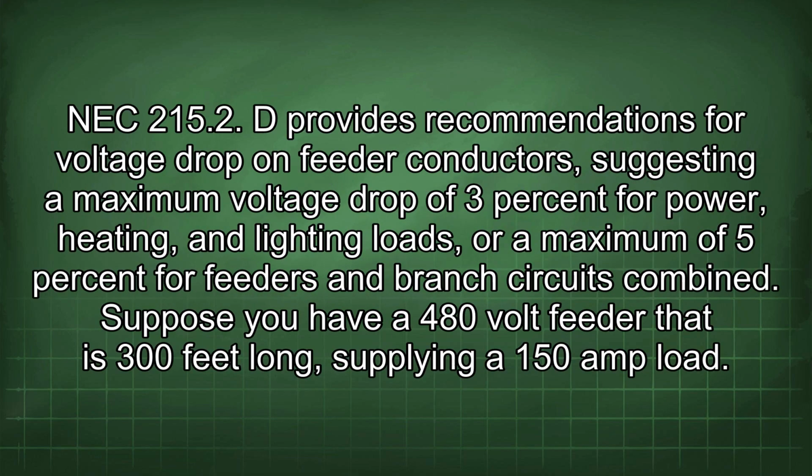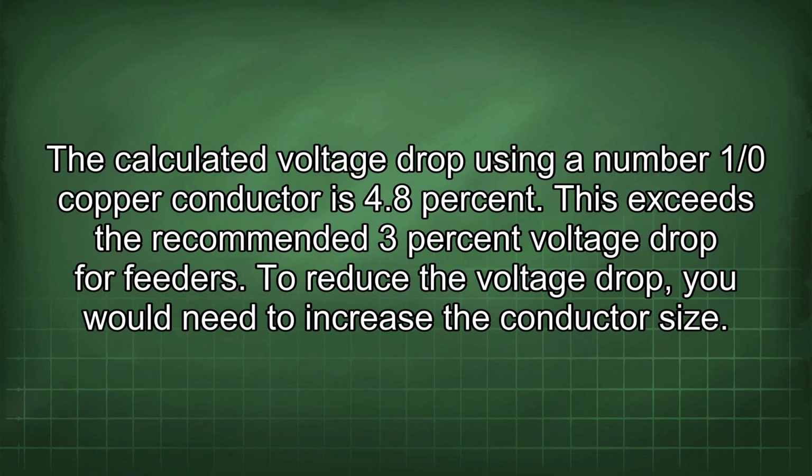NEC 215.2(D) provides recommendations for voltage drop on feeder conductors, suggesting a maximum voltage drop of 3% for power, heating, and lighting loads, or a maximum of 5% for feeders and branch circuits combined. Suppose you have a 480 volt feeder that is 300 feet long, supplying a 150 amp load. The calculated voltage drop using a number 1/0 copper conductor is 4.8%. This exceeds the recommended 3% voltage drop for feeders.